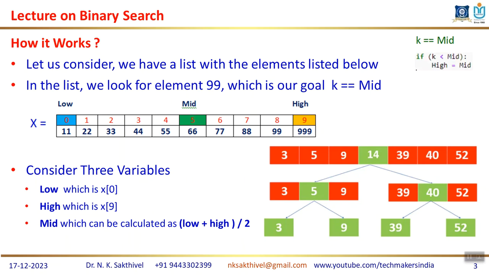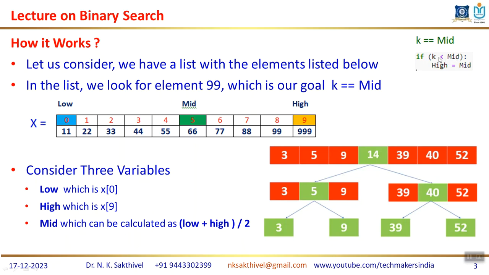Let us consider the k value is less than the mid value. For example, I want to search 5. So 5 is less than the mid value. 5 means x of 1. 5 is less than 14. If this condition is satisfied, it is very important. Initially I told you x of 0 is low and x of 6 is high. Now it is changed if this condition is satisfied. Here I considered k is 5. So 5 is less than the mid value, which is 14.